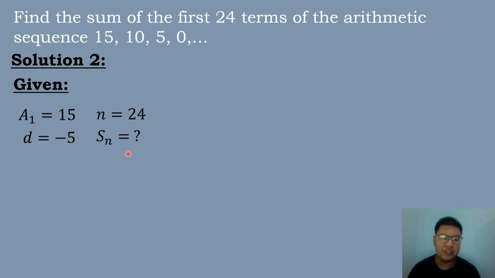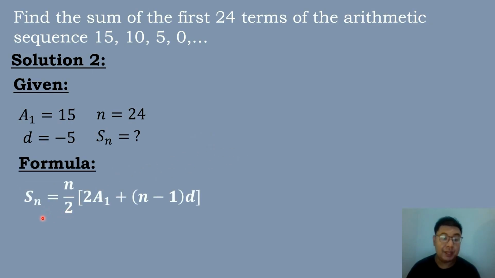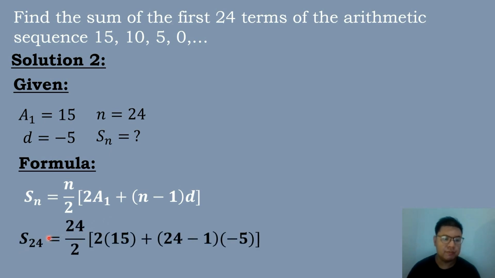And then we will find the value of S sub n. So we will use the formula. S sub n is equal to n over 2 times the quantity of 2 times the first term plus the quantity of n minus 1 times the common difference. And then we will substitute. So S sub 24 is equal to n, which is 24, divided by 2 times the quantity of 2 times the first term, which is equal to 15, plus quantity of n, which is equal to 24 minus 1 times the value of the common difference, which is equal to negative 5. And then we will simplify.